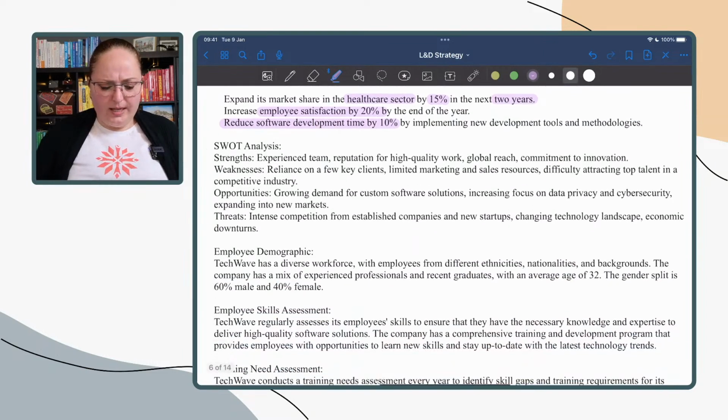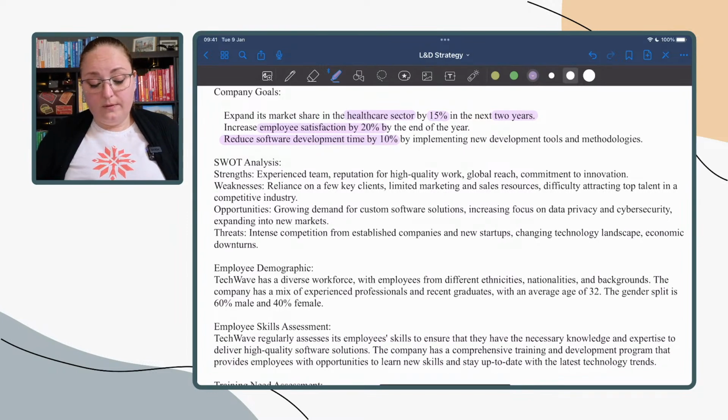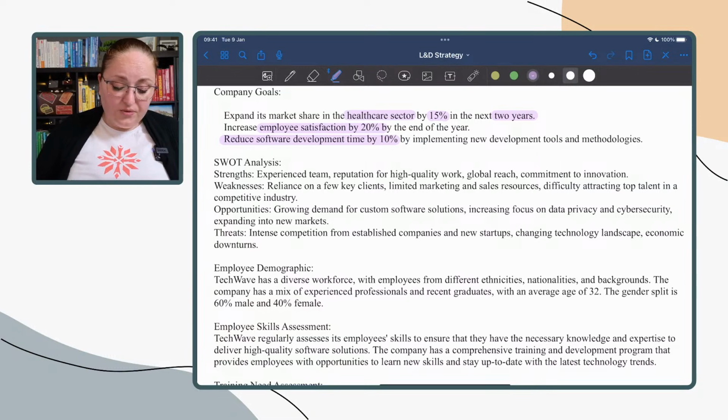Let's take a look at the SWOT analysis. So strengths: experienced team, reputation for high quality work, global reach, and commitment to innovation. Okay. Weaknesses: reliance on a few key clients. Ooh, there we go. This is why we need to be expanding the healthcare sector. Limited marketing and sales resources. Yeah. Difficulty attracting top talent in a competitive market. Yeah. There we go.